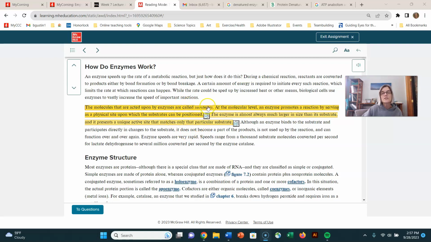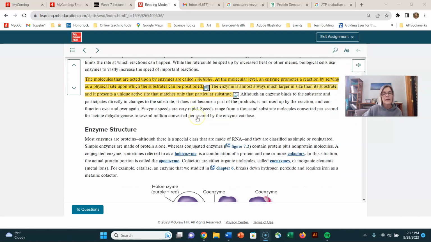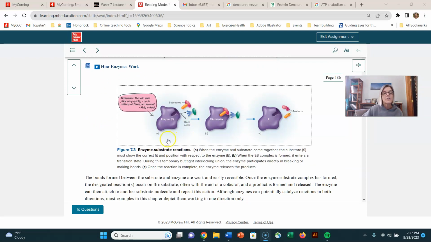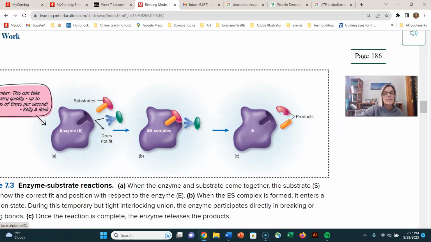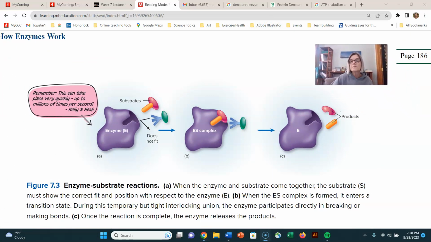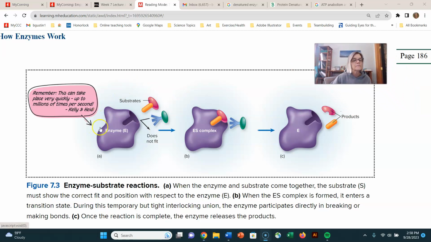And he has some vocabulary here, and I think I'm best off if I just show you the picture. I'm going to go down here. Let me enlarge that a little bit. Here we have an enzyme. An enzyme's a protein. This is just a generic enzyme. Remember, enzymes are proteins, and proteins have very specific shapes.